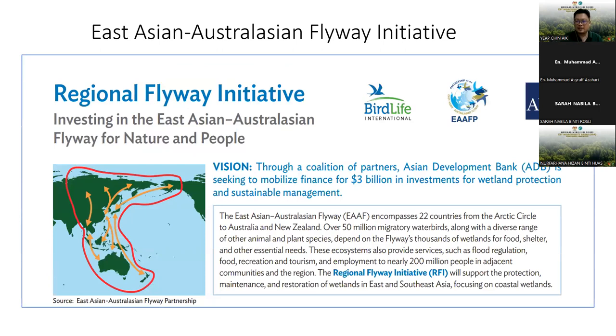And because KBAs or IBAs are being used internationally by many global agencies like the Asian Development Bank, GEF, and so forth, they are able to capitalize on it and use it to develop projects so that it benefits sites, countries, and also species, of course. So this is just one example that I'm highlighting to share with you: there's a current initiative to conserve flyways that is funded by the Asian Development Bank.